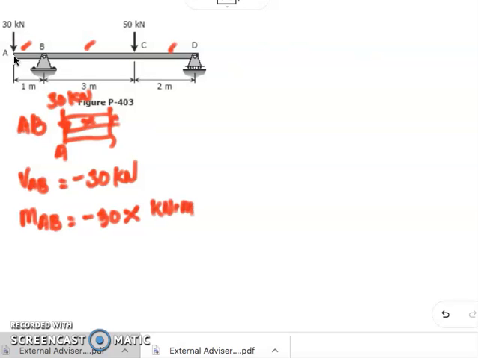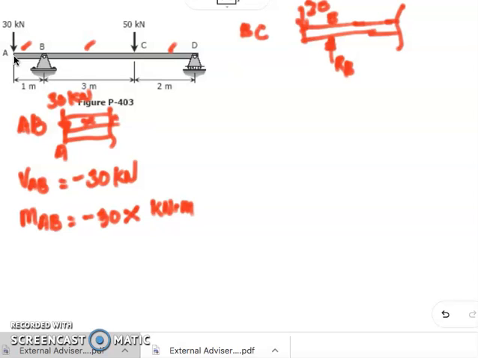Then we have segment BC. For segment BC, we have the 30 kilonewton load and our reaction force, R sub B. And of course, we have our cut section. We consider the left member of the cut section of segment BC. So this is point B.